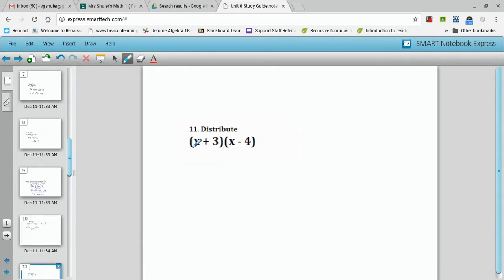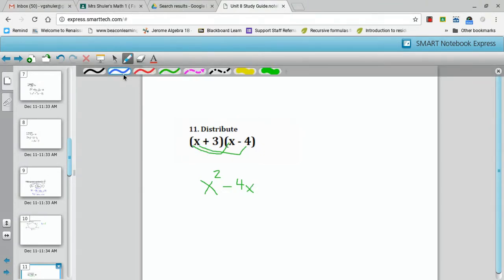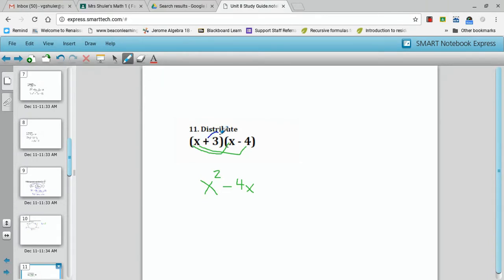Number 11, distribute. Remember, x times x, x times negative 4. Well, x times x is x squared. X times negative 4 is negative 4x. Now let's do the 3. 3 times x, 3x.